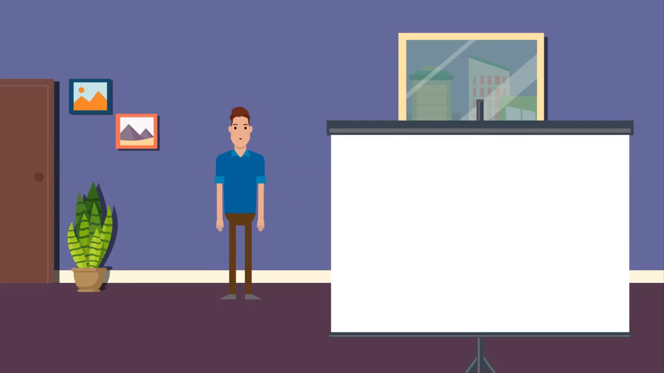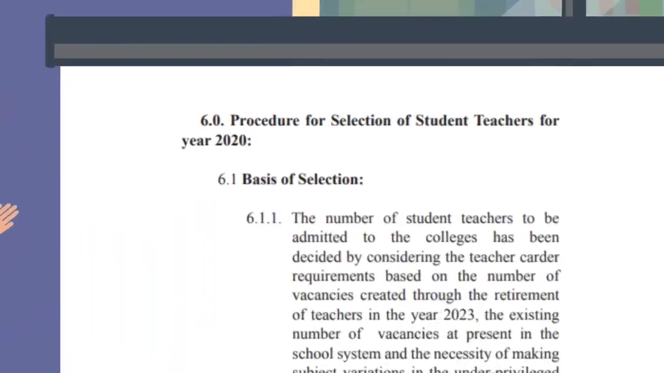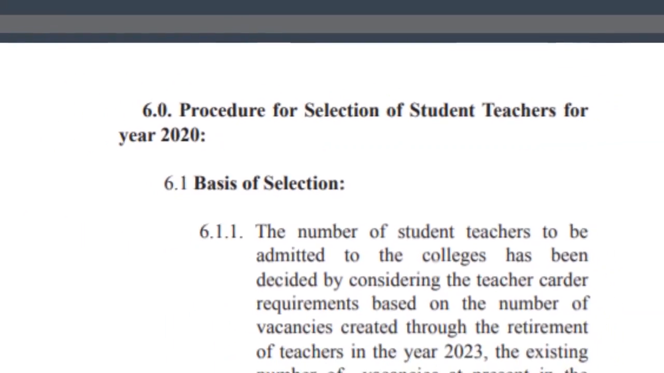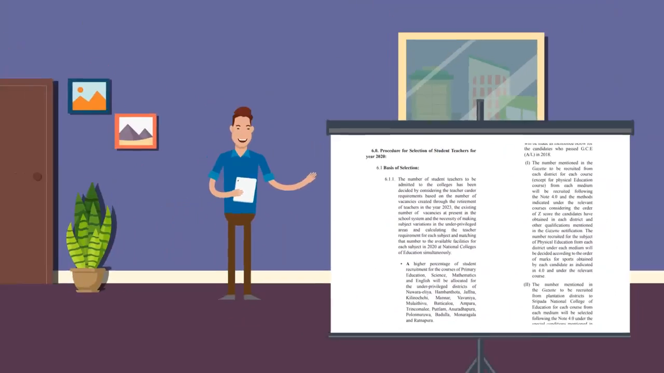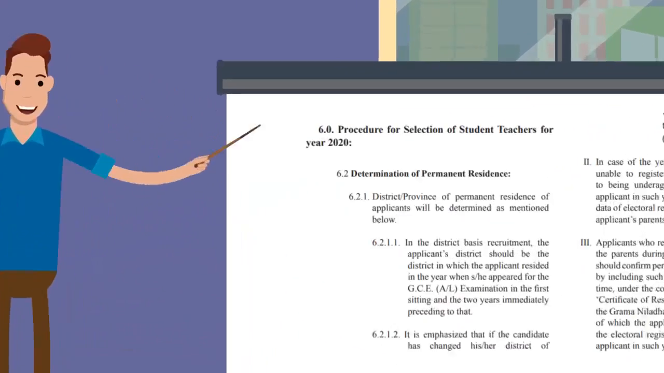Determining the permanent residence district of the applicants under paragraph 6.0 of the Gazette notification, procedure for selection of trainees for the year 2020, it is mandatory to carry out the instructions given under the determination of permanent residence in 6.2.